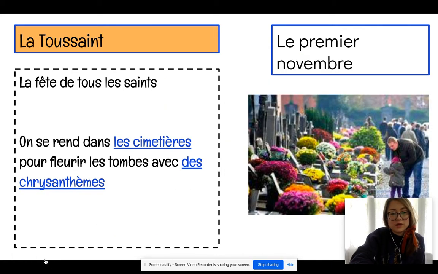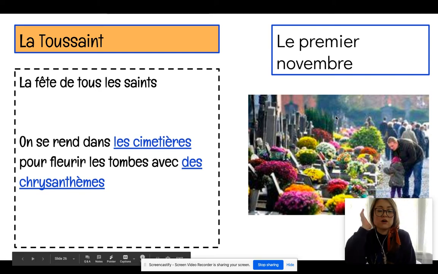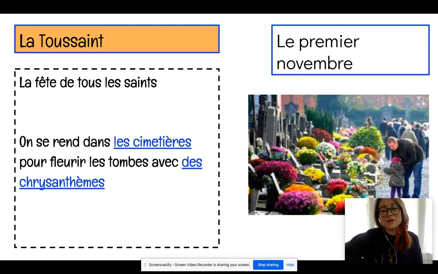Et puis, la Toussaint, c'est le 1er novembre. So you might have noticed we skipped over Halloween. And that's because Halloween is not really celebrated in France. There are some families who more and more are doing some kind of Halloween traditions, but it has never really been a French holiday or something they really do there. So we're skipping over to this one.